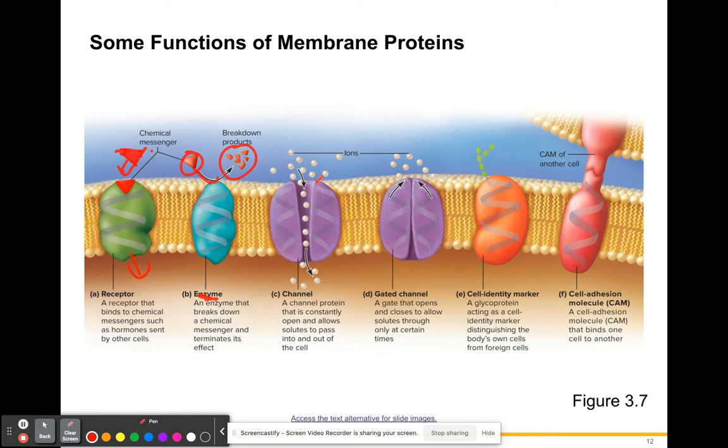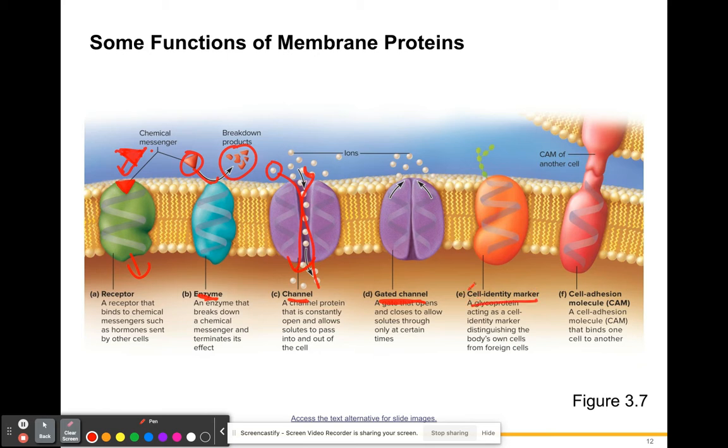It's breaking it apart. Here's a channel protein. It's kind of like a doggy door on a house. It lets things pass through the membrane, or even leave the membrane. We have something called a gated channel, which is very similar, just a little bit more difficult to get in and out of, and we'll talk about that later too.